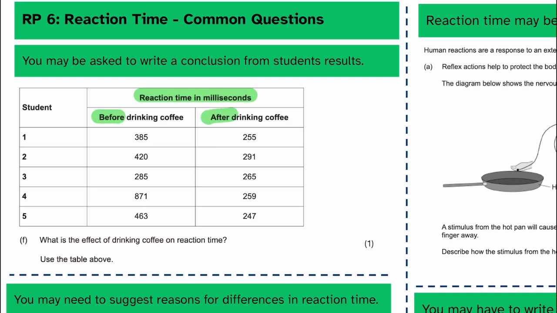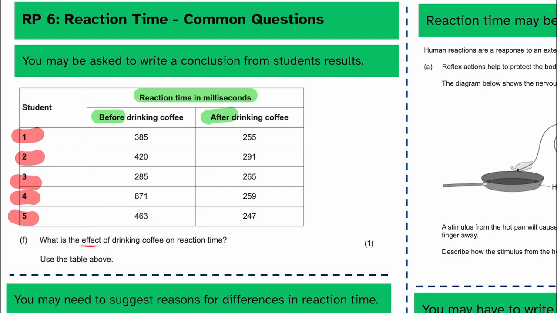We've got a before, we've got an after, and then we have 1, 2, 3, 4, 5 different students who have done this. So this makes our results a little bit more reliable, because we've got 5 different people. And all it asks us is, what is the effect of drinking coffee on reaction time? So again, they're asking about caffeine. They love to ask about caffeine. It's because examiners are fueled by it.